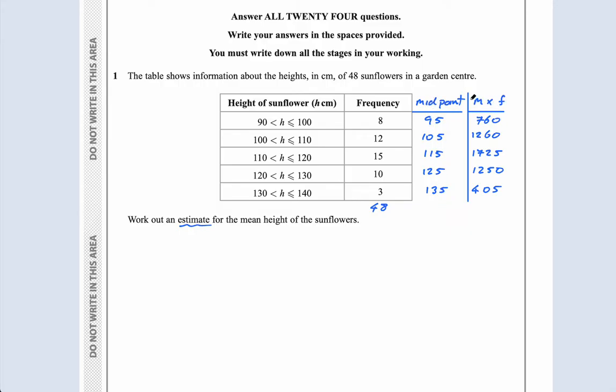Then I do m times f, which is midpoint times frequency. So I multiply them, this times this, this times this, this times this. Because if I want to find my mean, I want to get the total, I want to add up all the heights. So that would be adding up 760 plus 1260 plus 1725 plus 1250 plus 405 and dividing by the total frequency, so the total number of flowers, which is 48. And this will give me my estimate for the mean.